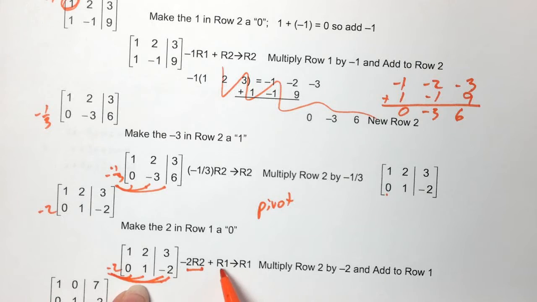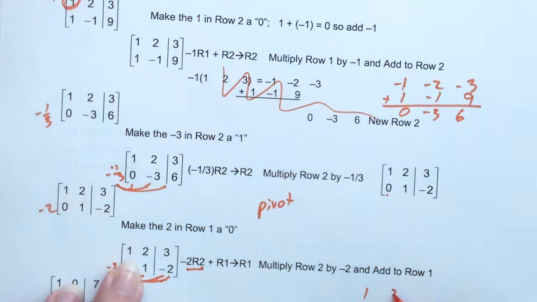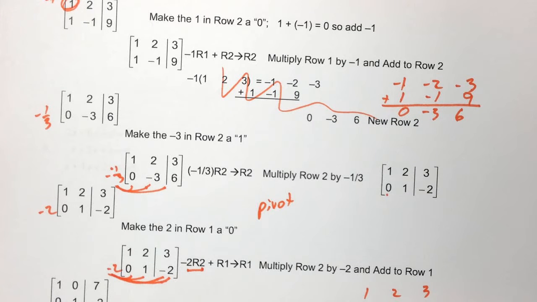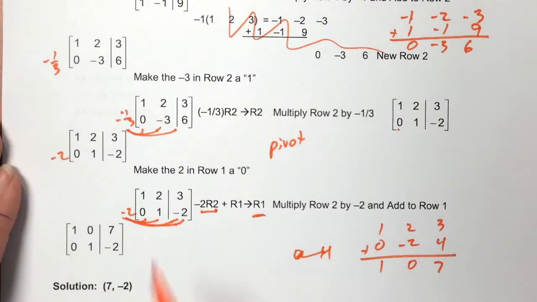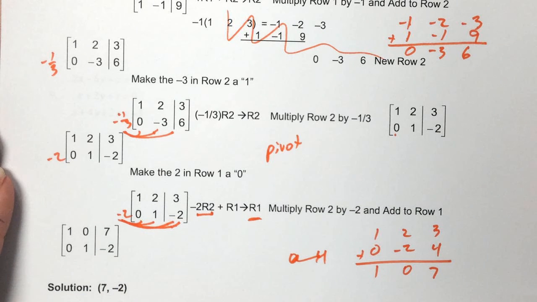I'm adding that result to row 1. Row 1 had a 1, 2, 3. When I add them together, 1 and 0 makes 1. Negative 2 and 2 makes 0. 3 and 4 makes 7. So that's the new row. And where am I sticking it? Oh, I'm sticking it in row 1. So that 1, 0, 7 goes in row 1. My row 2 stayed at 0, 1, negative 2. Okay? Now I can read off here, x is 7, y is negative 2. Okay? All right. That takes a little practice.